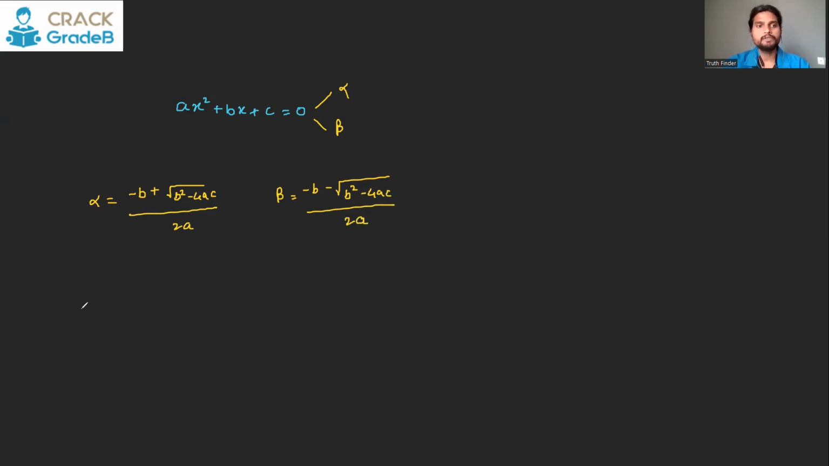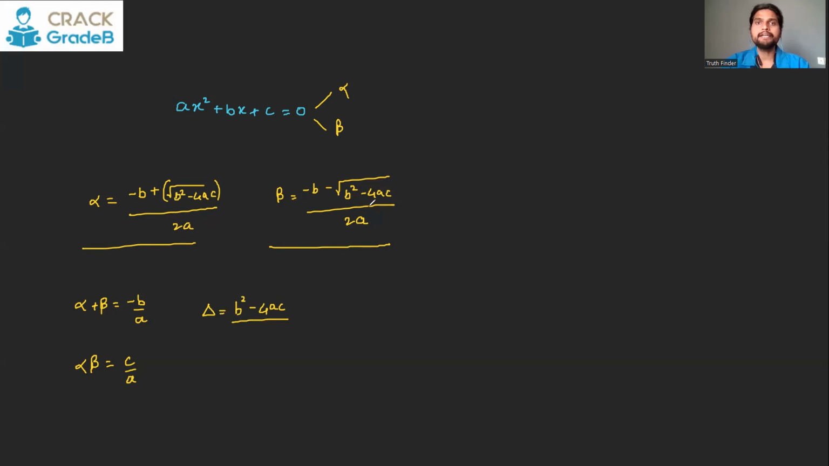If you add these two, that becomes alpha plus beta, that is the sum of the roots, minus b upon a. And if you multiply these two, alpha into beta, the product of the roots, it becomes c upon a. This formula is called the Sridharacharya formula, with the help of which we can find the roots of the given quadratic equation. Now, this part inside the root, which is b square minus 4ac, is also called the discriminant or delta.